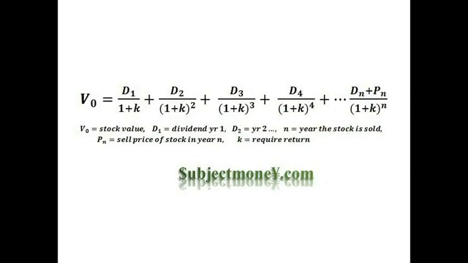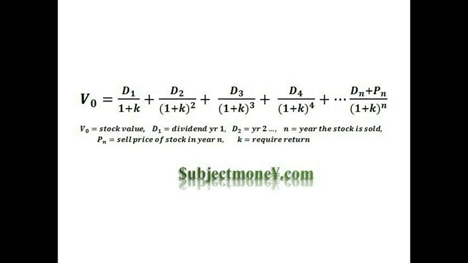In the dividend discount model equation that we've provided, the V stands for the value, and the D's stand for the dividend. N stands for the year the stock is sold, and P of N is the sale price of the stock in year N. Finally, K is the required return, or the discount rate.